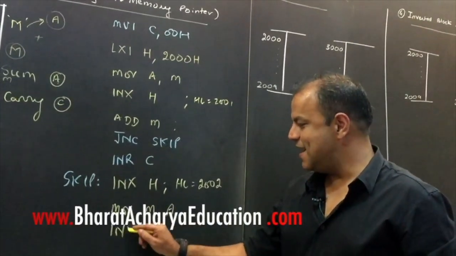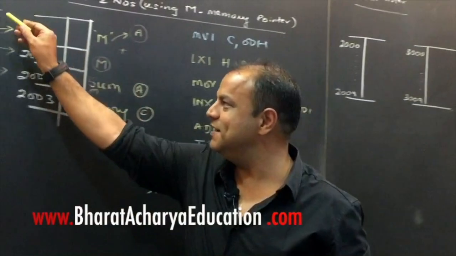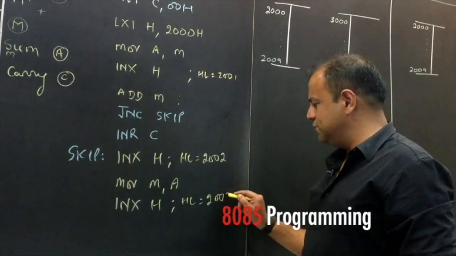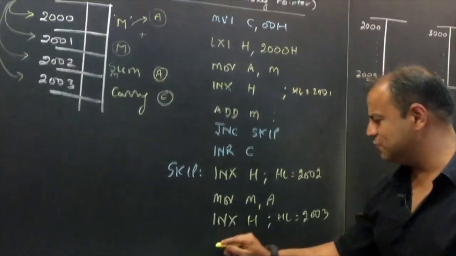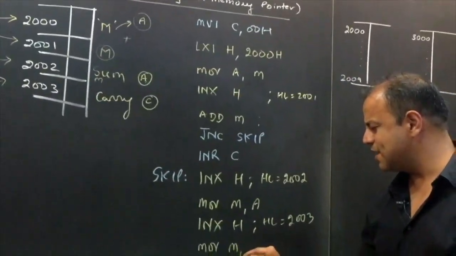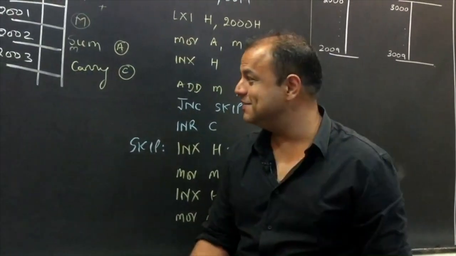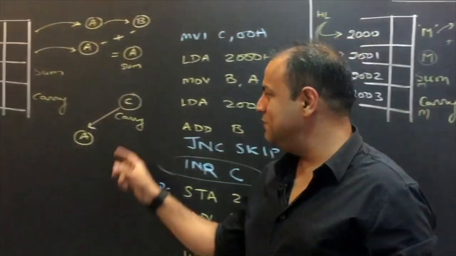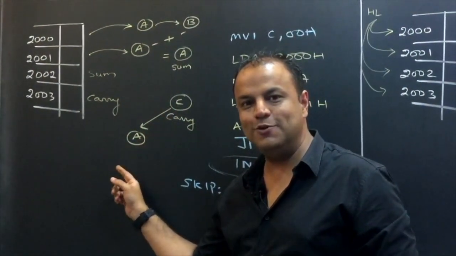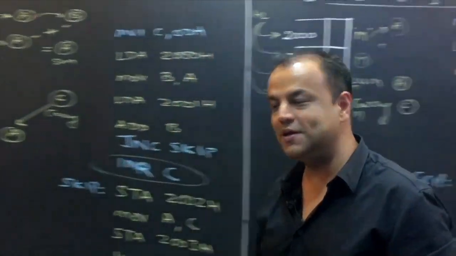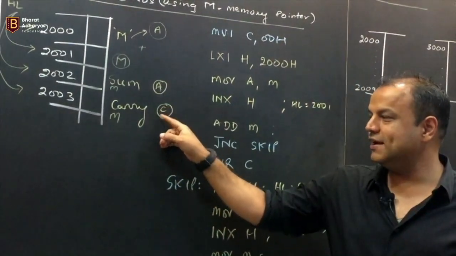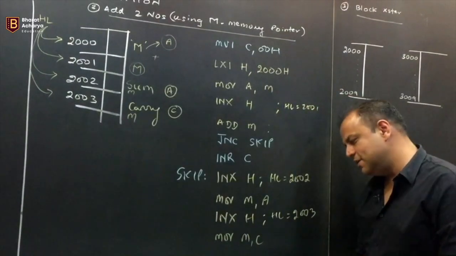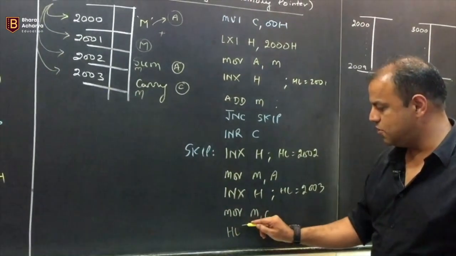Again, INX H. Again, increment HL pair. HL pair now becomes 2003. Store the value of carry at this location by writing move M, C. Did you see the advantage? You can store carry directly into this memory location. In this previous program, from C first you had to take it into A, and from A you had to store it over here. Now that problem is solved. You are directly storing the value of C register into a memory location. These are the advantages of using M. Program is over, job done, halt.